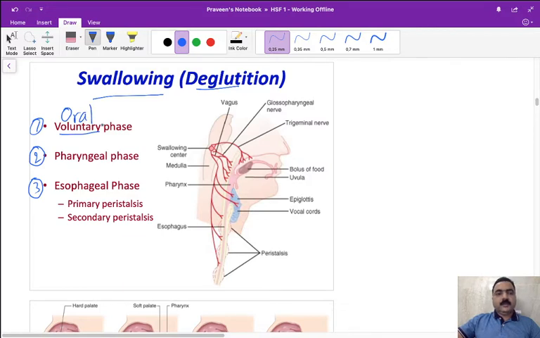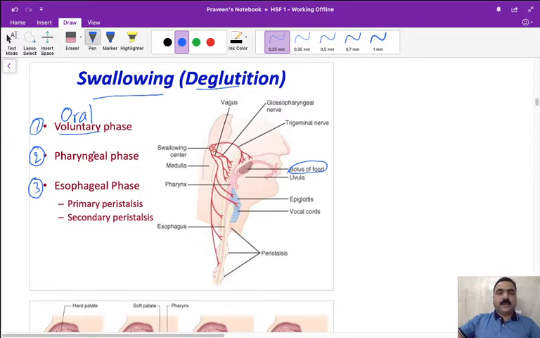Can we include mastication in this process? No, we don't normally include that. After mastication, we convert the food particles into a bolus, and then the bolus of food is pushed towards the pharynx. That pushing of the bolus towards the pharynx is called the oral phase.